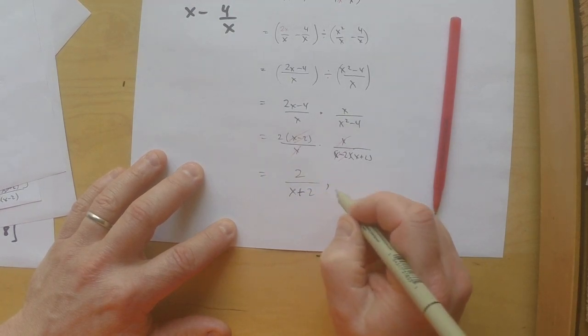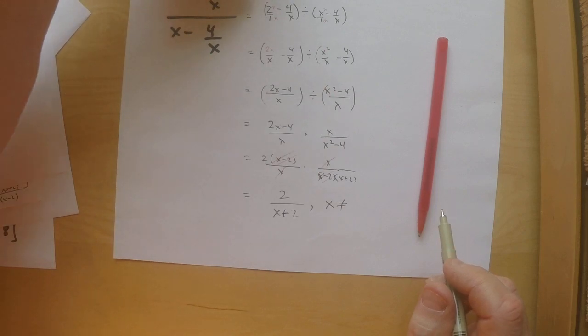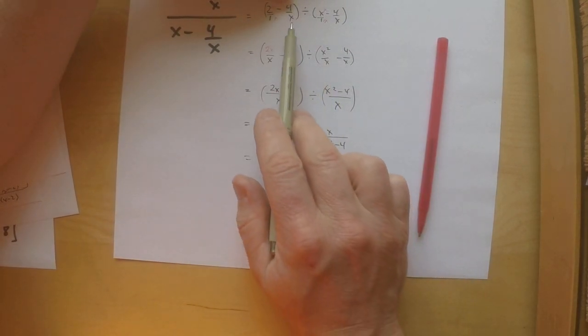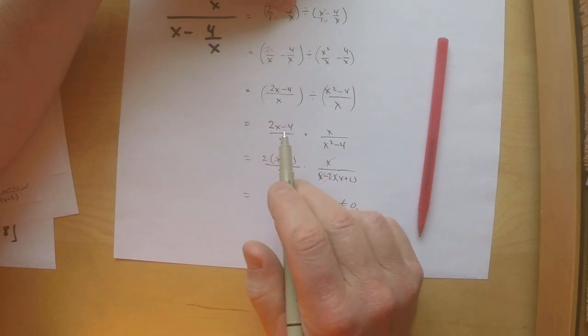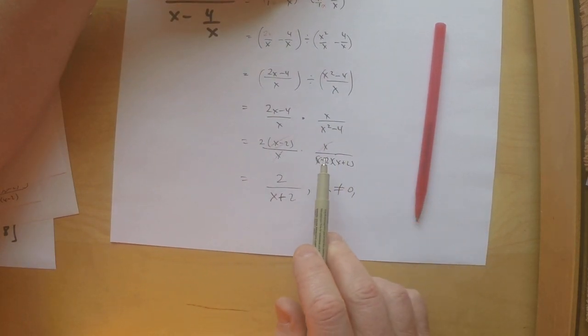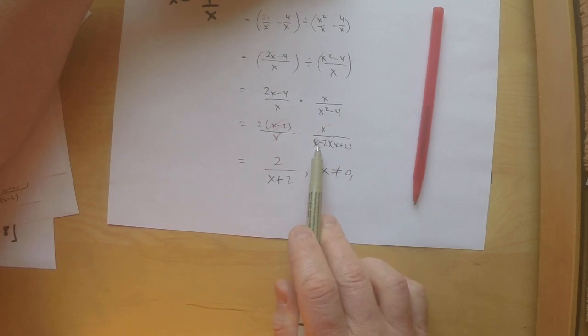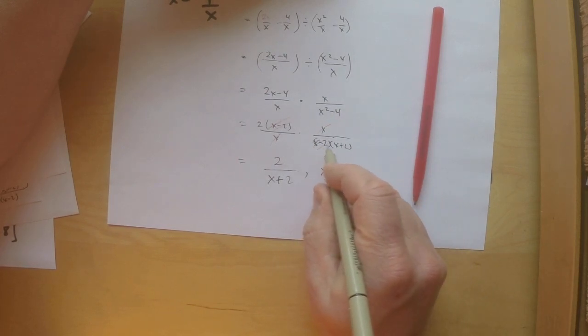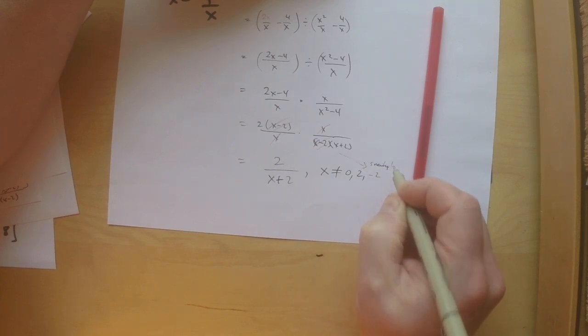And I should go back and look at my restrictions. Let's go back and look at the very beginning. What's a bad value for these denominators? Well, x cannot equal 0, from here and here. Also, there's another denominator that came along for the ride right here, so x cannot be 2 and negative 2. Those are sneaky. Those might get missed.